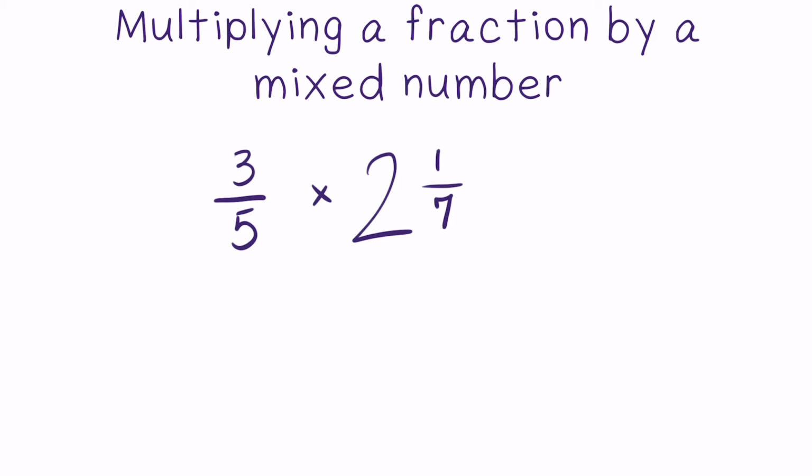In order to multiply a fraction by a mixed number, you should convert the mixed number to a fraction greater than 1, or an improper fraction. That way, you'll be working with two fractions, and multiplying a fraction by a fraction is actually pretty simple. So let's take our problem and carry down the fraction of 3/5 and the multiplication sign.